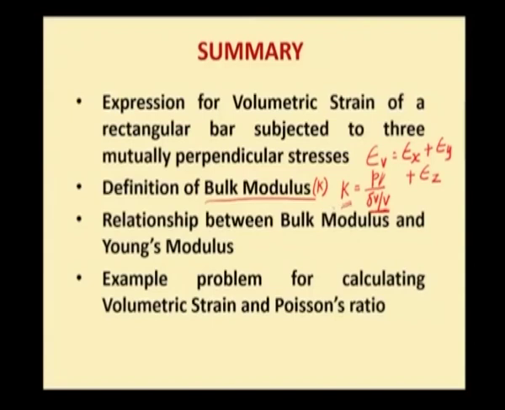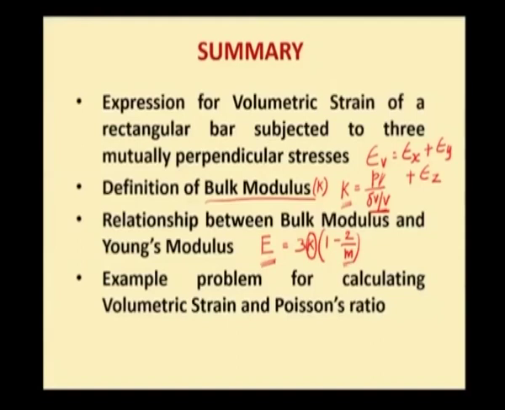Next, we have seen a relationship between bulk modulus and Young's modulus. Young's modulus E is equal to 3 K into 1 minus 2 by m. Now, this equation will be used to find out the bulk modulus of elasticity of a material, provided you know the value of Young's modulus of elasticity and its Poisson's ratio 1 by m. Then we have seen an example problem for calculating the volumetric strain and Poisson's ratio.